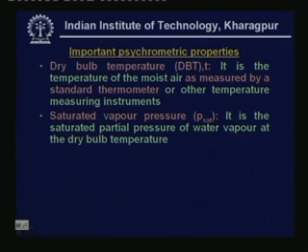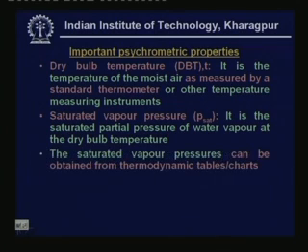We add the term dry bulb because we also have another temperature called the wet bulb temperature. To distinguish between these two, we call this temperature the dry bulb temperature. It is the normal temperature measured by a standard temperature measuring instrument such as a thermometer. The next important property is the saturated vapor pressure, PSAT. This is the saturated partial pressure of water vapor at the dry bulb temperature. Saturated vapor pressures can be obtained from thermodynamic tables and charts. We have seen thermodynamic tables and charts and used saturated vapor pressures of refrigerants while doing calculations. For water also you can use similar tables and charts, and you can get the saturated vapor pressure value if you know the temperature.